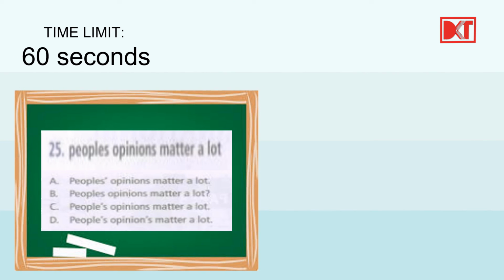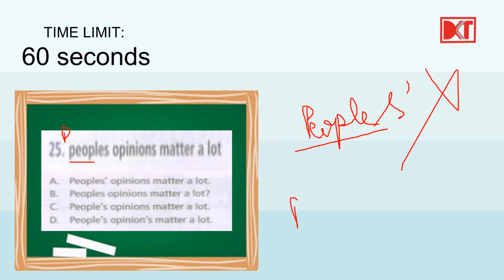Alright, so here people's opinions matter a lot. So here people's P will be capital, then people's opinions. Now people is a word which is already in plural. Alright, so you should not make the mistake of thinking that it is peoples and we will put the apostrophe here. This will be incorrect because the word people already means more than one person. So people is already in plural.